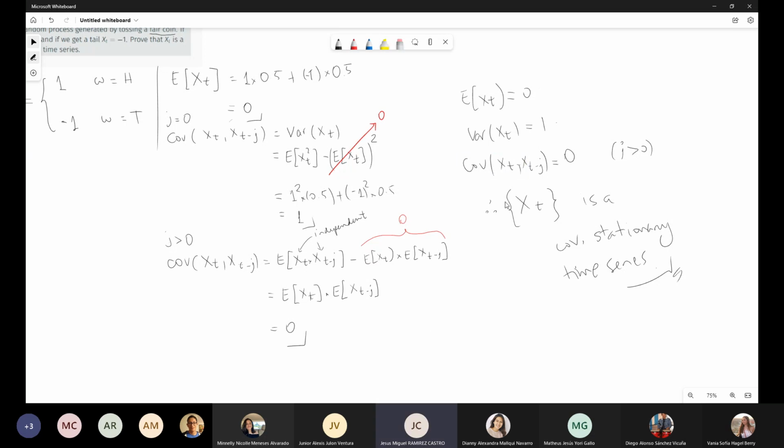Was it clear how to prove if a time series is covariance stationary? You just need to compute the expected value, the variance, and the covariance. That's it.